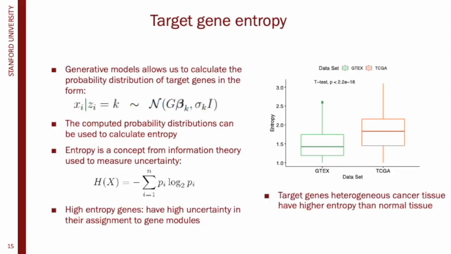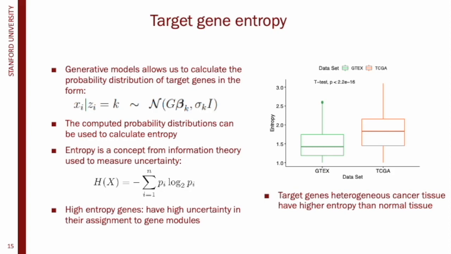Next, we discuss the concept of target gene entropy. This is one of the unique and very useful aspects of our method. Only a generative model will allow us to calculate the probability distribution of a target gene, as shown on this slide. The computed probability distribution can be used to calculate entropy. In general, entropy is an information theory measure of uncertainty inherent to the probability distribution of a variable. For a discrete random variable, it has the form shown here.